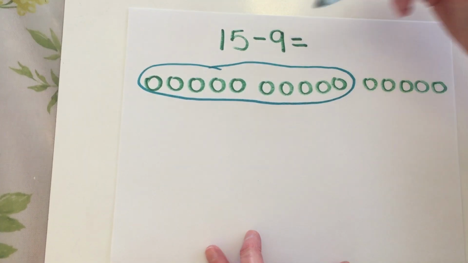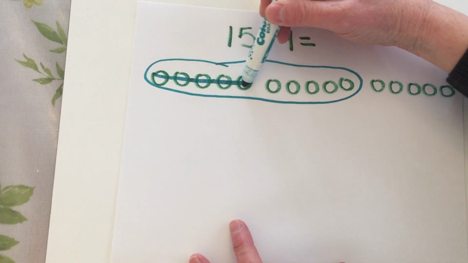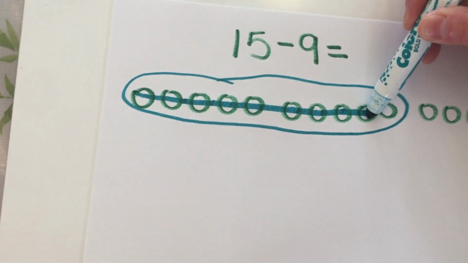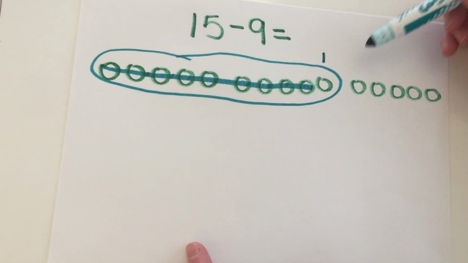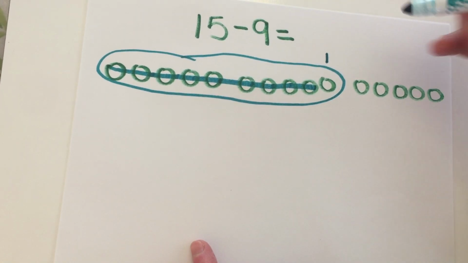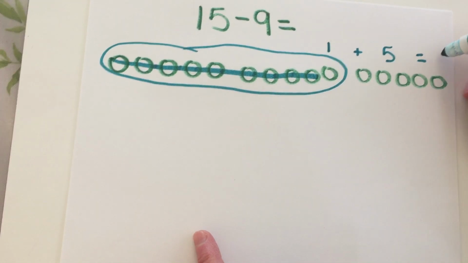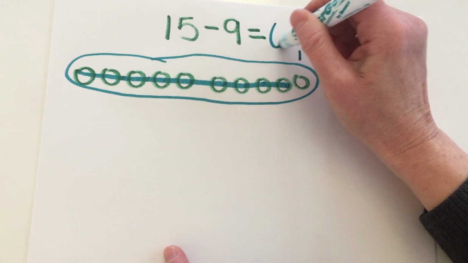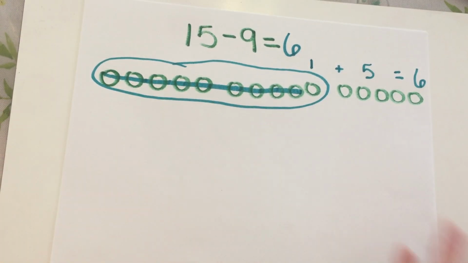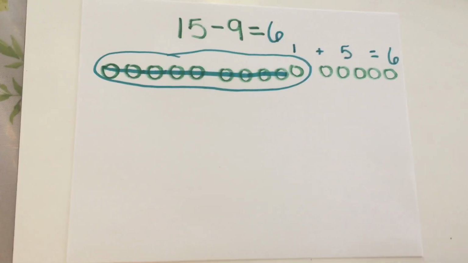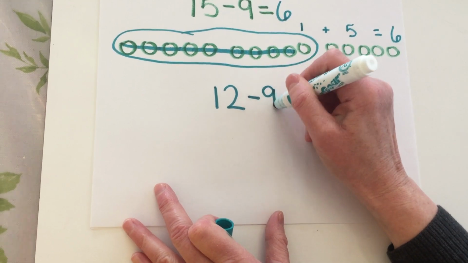And when we subtract 9, just like I did on my fingers, 1, 2, 3, 4, 5, 6, 7, 8, 9, we have 1 left over. We have 1 left over here, and then we have 1, 2, 3, 4, 5 left over here. And when we add those together, there are 6 left over. Now let's do another problem where I'm going to show you a picture. Let's do 12 minus 9.